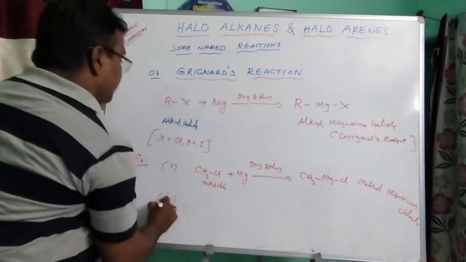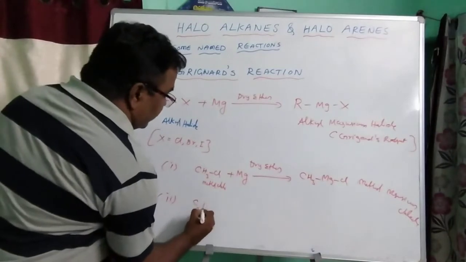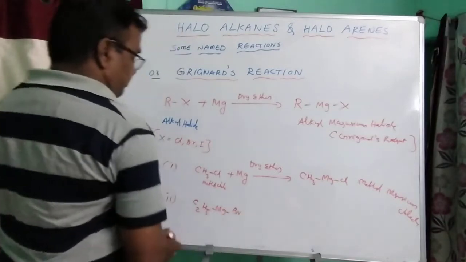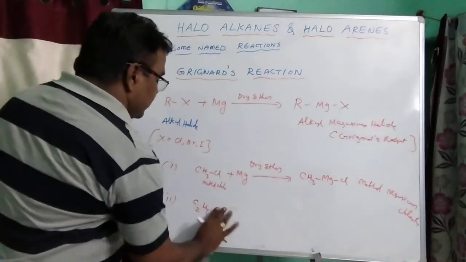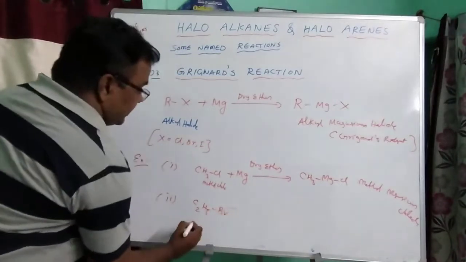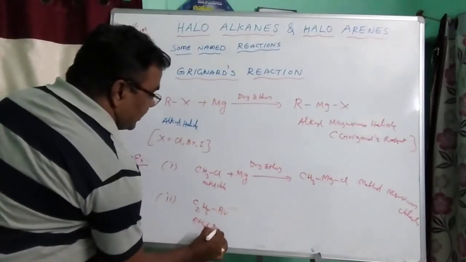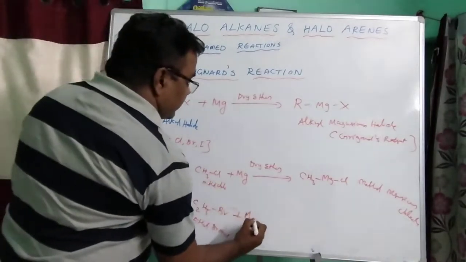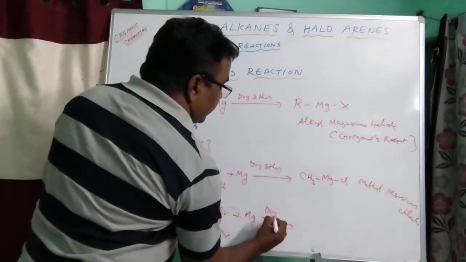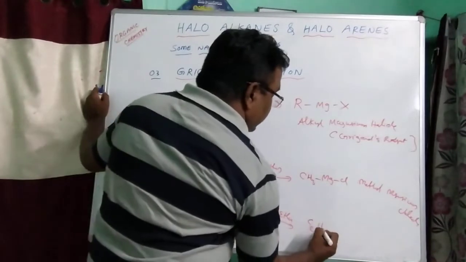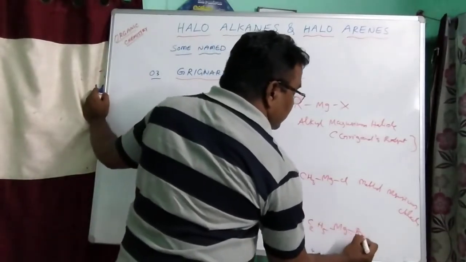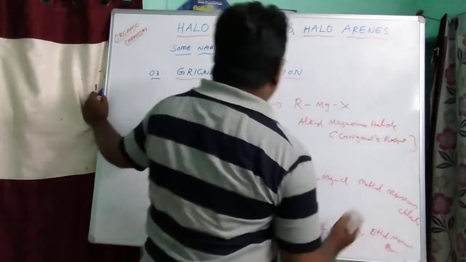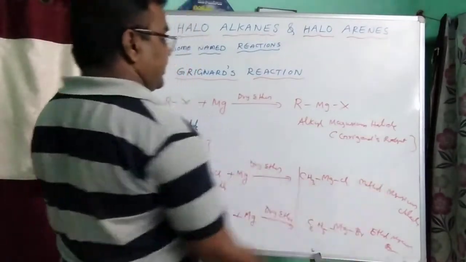Next, example 2. Second alkyl group, for example, C2H5, ethyl. We take Br, bromide. So the next alkyl halide is C2H5Br, ethyl bromide. The first alkyl halide is methyl chloride, the second one is ethyl bromide. It reacts with magnesium in presence of dry ether. It gives ethyl magnesium bromide. So these are known as Grignard reagents.